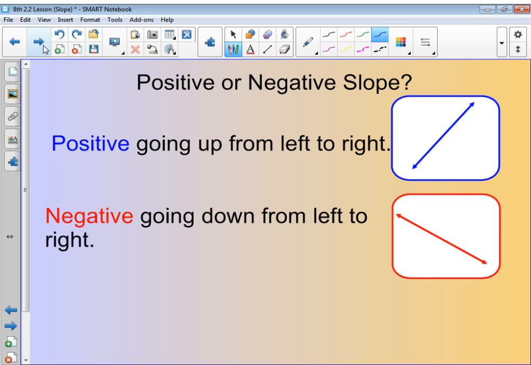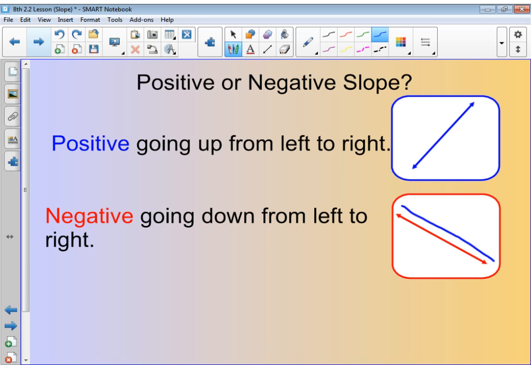A negative slope would be when your line is going downward from left to right. Same thing, if you're thinking of money, well, that's a bad thing if you start out with a lot of money and now you have very little money. That would be a negative thing. So if your line is going in that manner, then it would be a negative slope, okay?